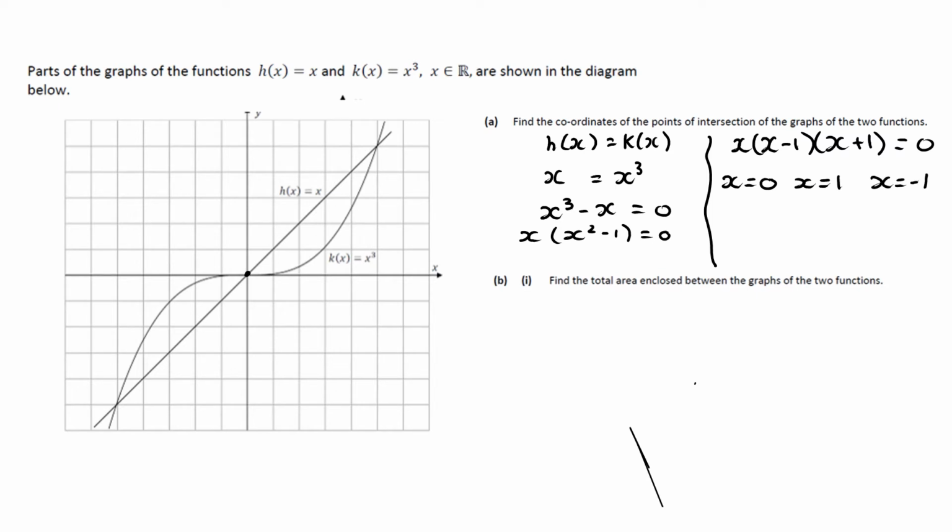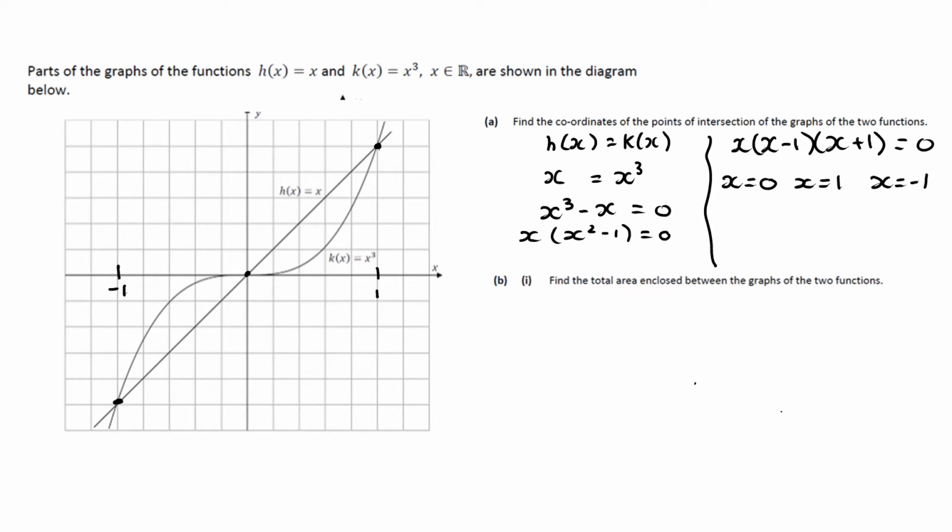So there's our 0, there's our 1, there's our minus 1. So that looks about right. So there's a bit of symmetry going on. There's 5 boxes to the right, 5 boxes to the left. There are just our x values.